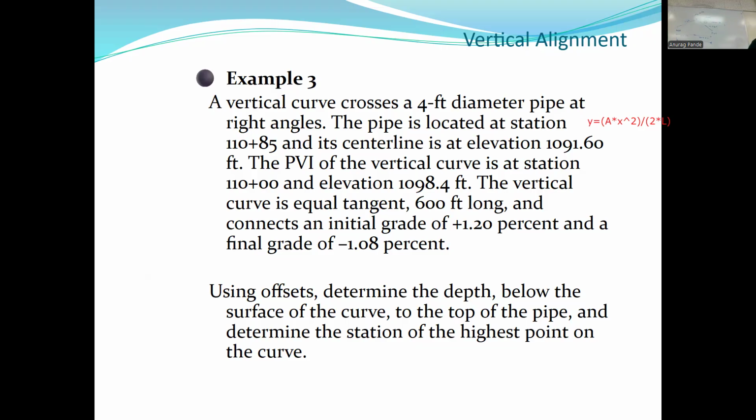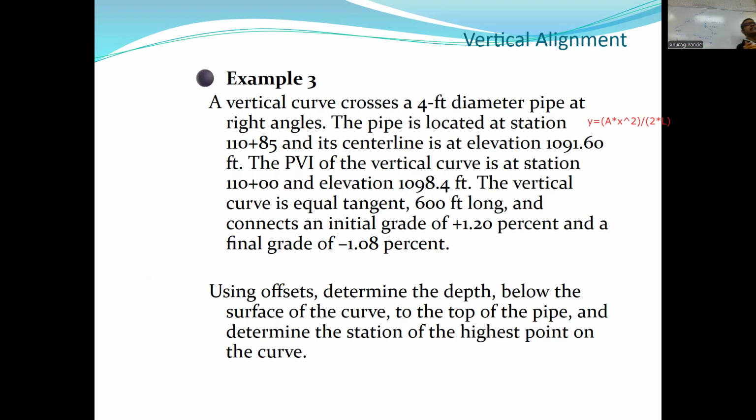Now the question is, using offsets, determine the depth below the surface of the curve to the top of the pipe. You want to determine the clearance between the top of the pipe and the surface of the curve. So this is the surface of the curve, and this is the top of the pipe. You're trying to find this distance.